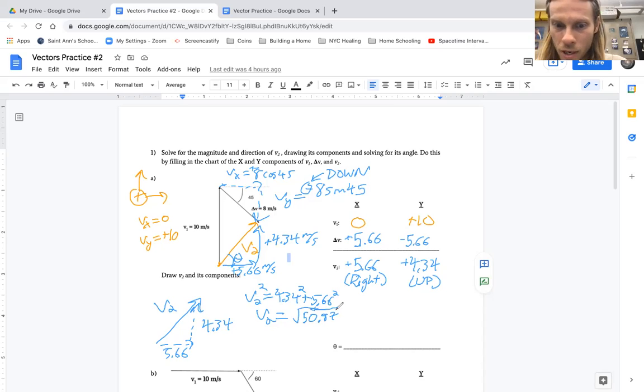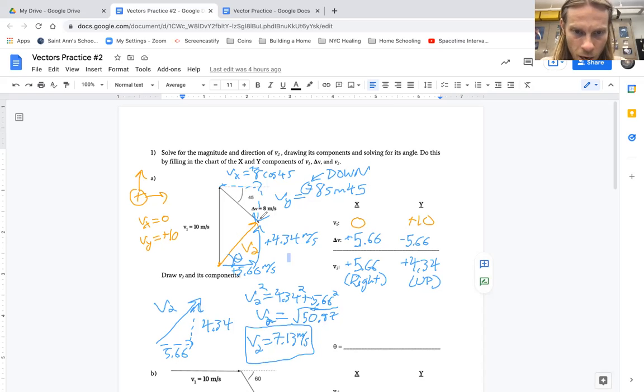Now you can do a fun pause and say, what's the square root of 50.87? Well, I know the square root of 49 is about 7. So this is going to be a little bit over 7. So V2 is 7 point something. So I'm going to take the square root of 50.87, 7.13. There we are. Pause and make sure that number makes sense.